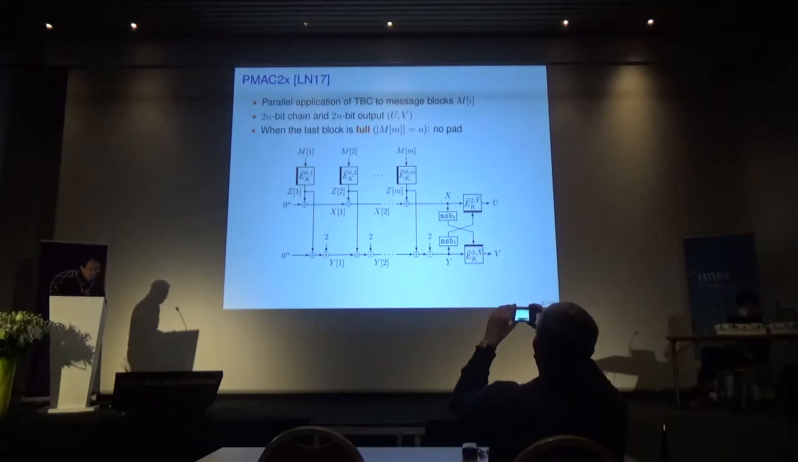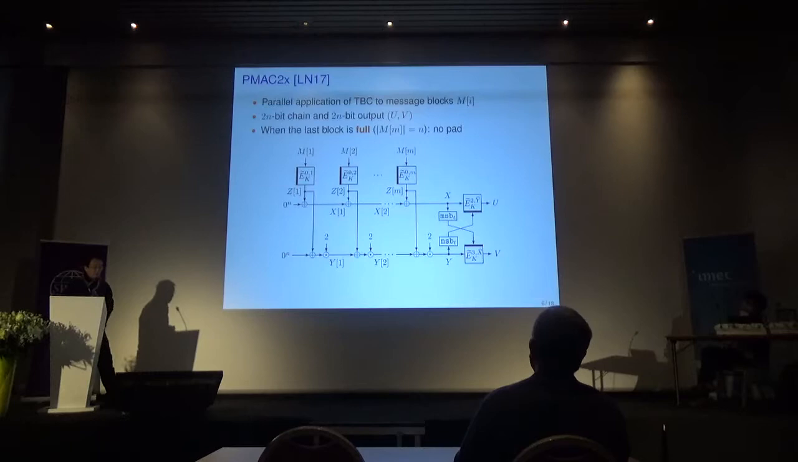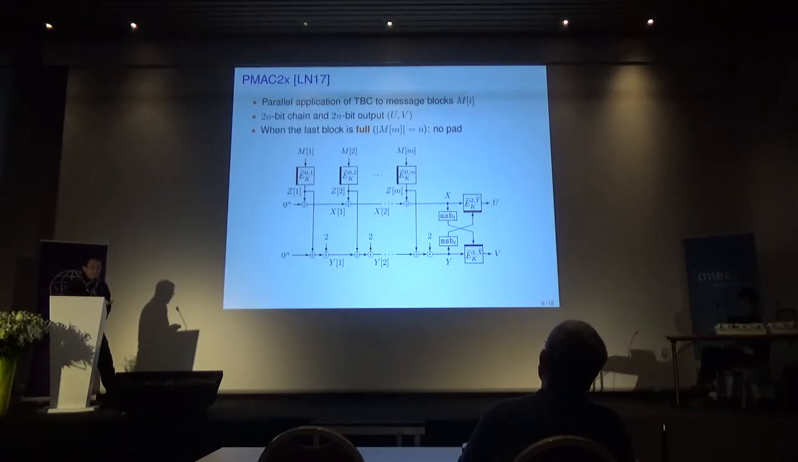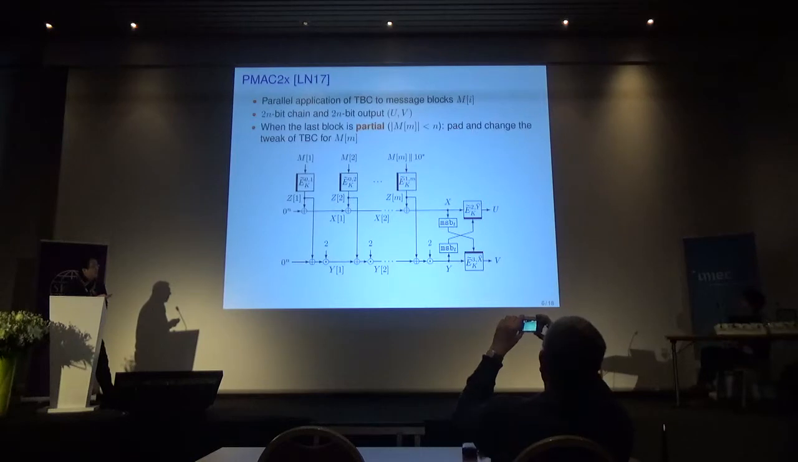Okay, let's start with the description of PMAC2x, which is the first proposal of List and Nandi. It is here, and as you can see, there's a parallel TBC application for each block, and the outputs are used to form the 2n-bit chaining value here. The first is only the sum of all the TBC outputs. The second one is similar, but there's an intermediate multiplication by 2 over the finite field. This picture shows the process for the case that the last message block is full, meaning that it's actually n bits. In this case, there's no padding. And if the last block is partial, we pad the block here and change the tweak value here from 0 to 1 to form the TBC output here.